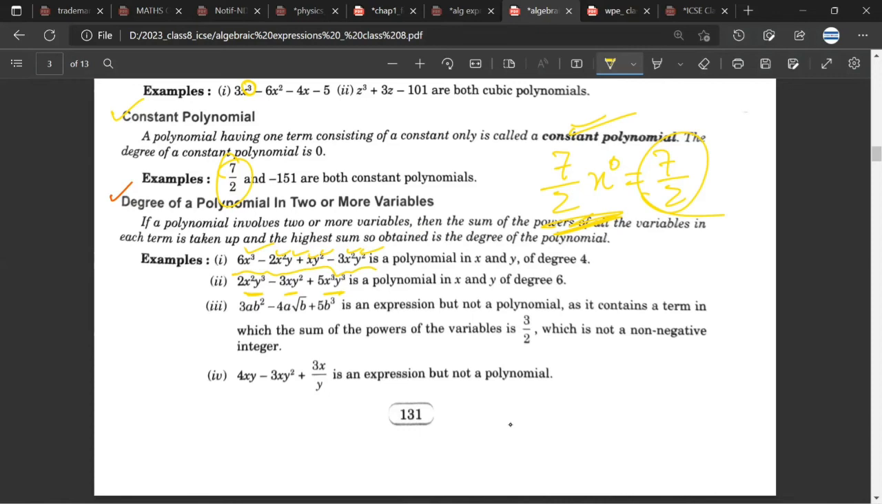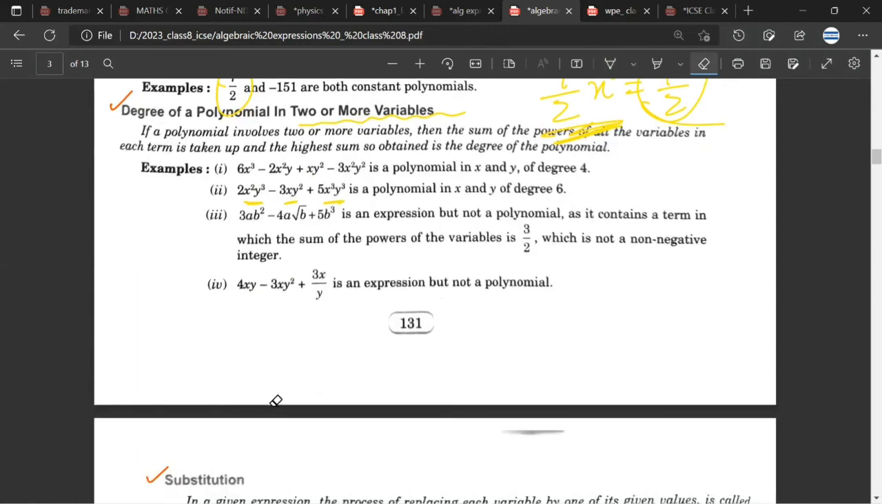So, degree of a polynomial in two or more variables. Now you have a polynomial which has x also, y also, maybe a z also. So how do you make out the degree? I'll give you an example. And in the next class, I think we'll spend some time doing questions from these concepts. So for example, you take a polynomial like this: 6x cube minus 2x square y plus xy square minus 3x square y square. Of course, this is a polynomial because the exponents of all the variables are either 1 or 2 or 3. So this is verified.